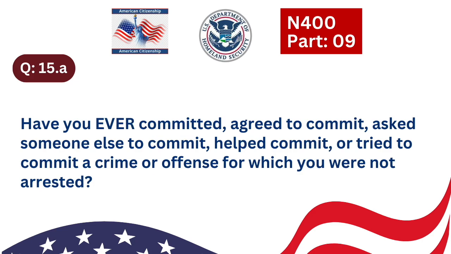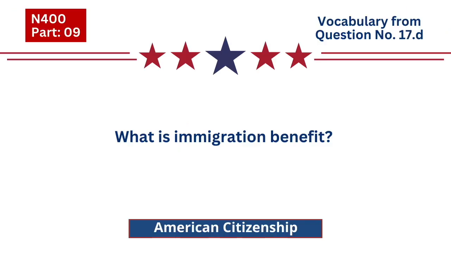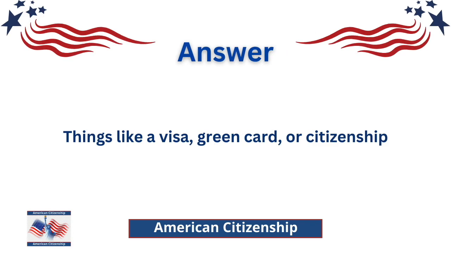Have you ever committed, agreed to commit, asked someone else to commit, helped commit, or tried to commit a crime or offense for which you were not arrested? No. What is immigration benefit? Things like a visa, green card, or citizenship.